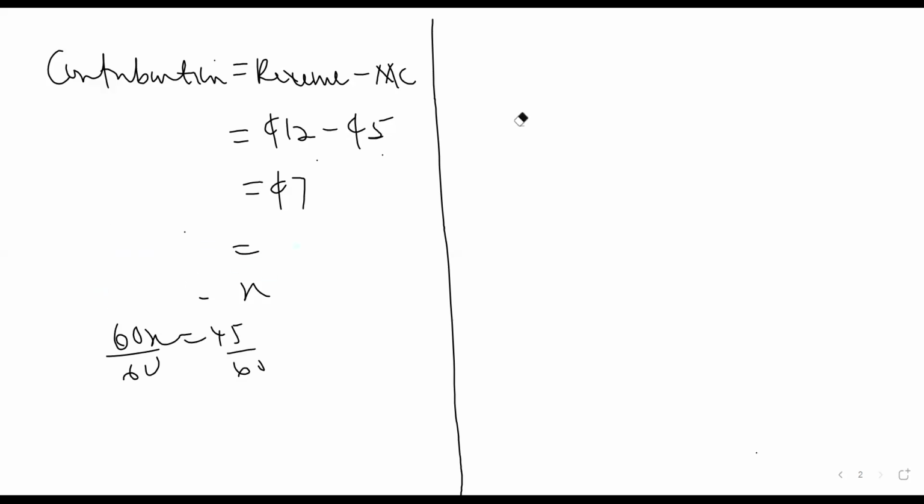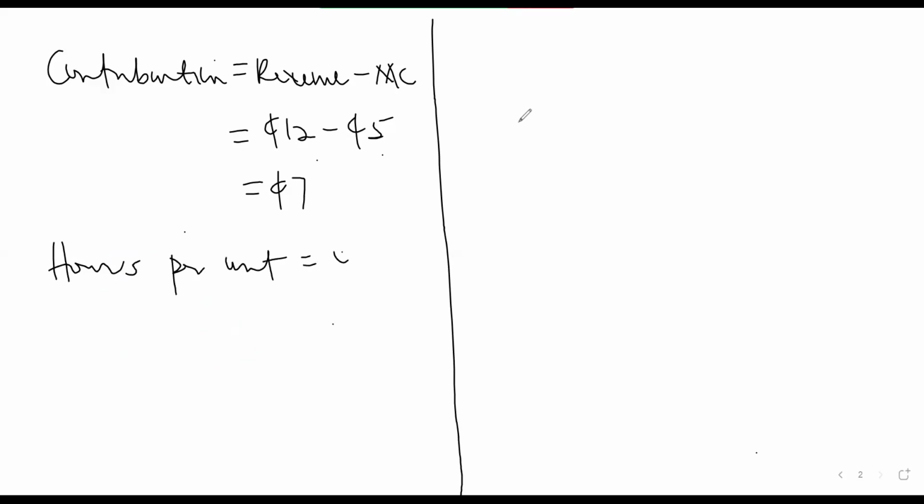So we now calculate our hours requirement, or the hours per what? Per unit. So let's calculate the hours per unit. That will give us 45 over 60. What are we getting? 0.75. Okay. So we are using 0.75 hours for 1 unit.